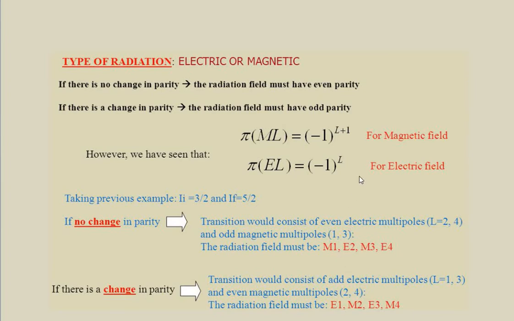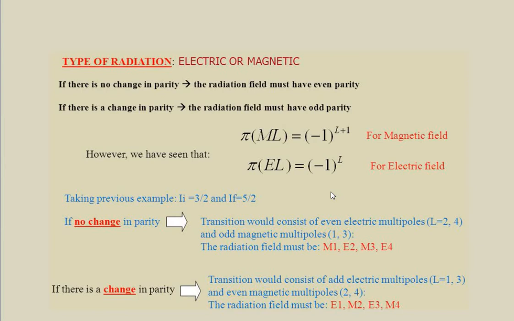When L is equal to 2, there should not be any change in parity. Sorry, if L is equal to 2, L plus 1 is 3. So M3 would have a change in parity, and that is not possible in this case. When we consider E2, there is no change in parity, since (-1) to the power 2 is positive. So E2 is possible, but M2 is not possible.